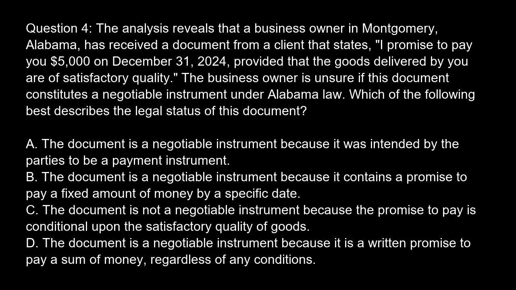Option A. The document is a negotiable instrument because it was intended by the parties to be a payment instrument. Option B. The document is a negotiable instrument because it contains a promise to pay a fixed amount of money by a specific date. Option C. The document is not a negotiable instrument because the promise to pay is conditional upon the satisfactory quality of goods. Option D. The document is a negotiable instrument because it is a written promise to pay a sum of money, regardless of any conditions.